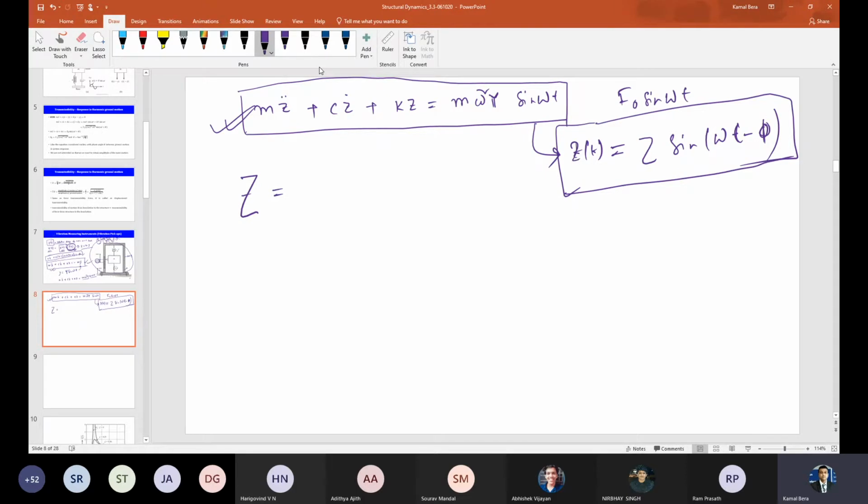So what is the steady state solution? Previously it was capital X cosine omega t minus phi. Now it is z(t) equal to capital Z sine omega t minus phi. Now tell me, what is capital Z? What is the amplitude, in terms of the magnification factor or whatever? How will we get this capital Z, the amplitude of this response?